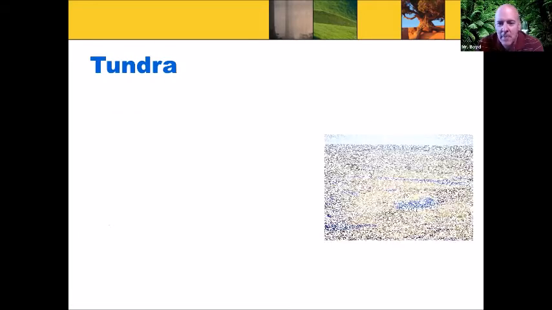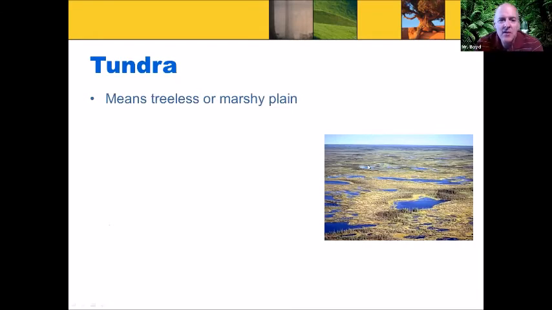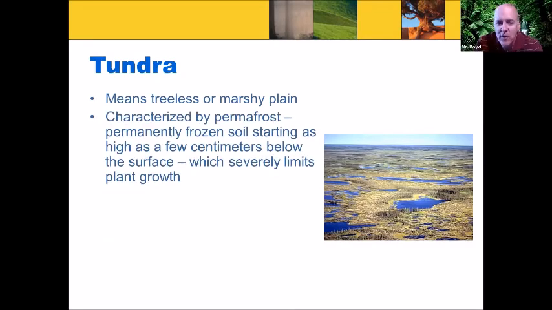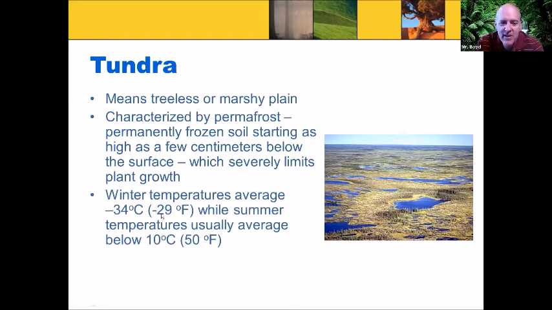The tundra. Tundra actually means treeless or marshy plain. It's characterized by permafrost, permanently frozen soil, starting as high as a few centimeters below the surface. And plants can't put roots into frozen soil, so it severely limits plant growth. Winter temperatures can be down to minus 29 degrees Fahrenheit, while summer temperatures usually average around 50 degrees Fahrenheit. So very cold.